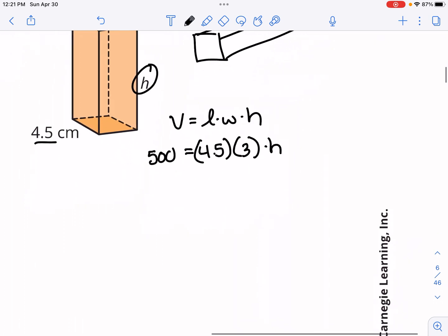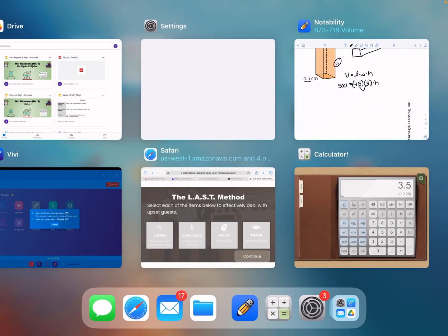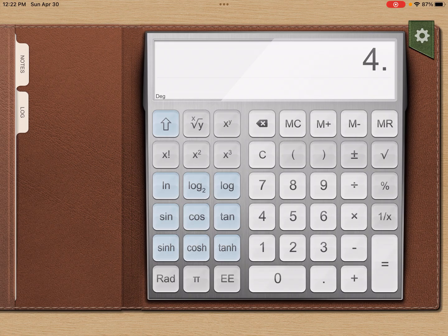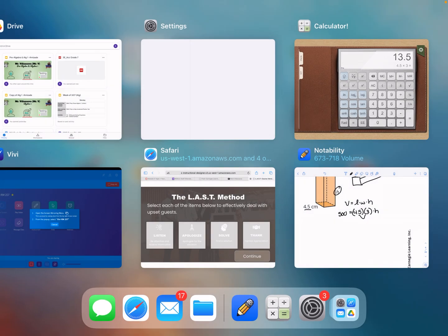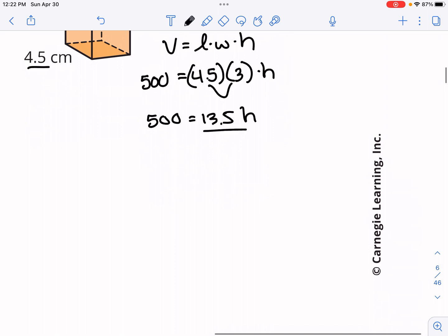So if you multiply these two numbers together, what's 4.5 times 3? 13.5. Okay. All right, let's divide both sides by 13.5. That'll give us our answer.